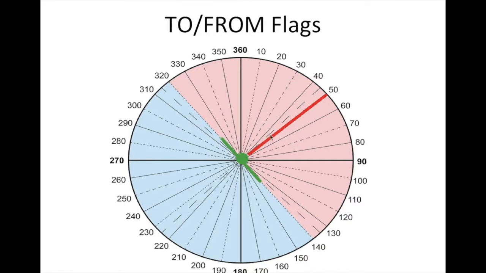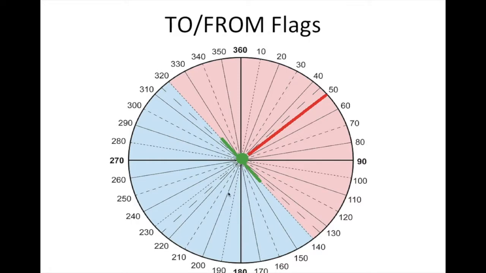If you're choosing this radial, the 050, and your aircraft happens to be in the blue section, you will get a To indication in the cockpit on your VOR receiver.